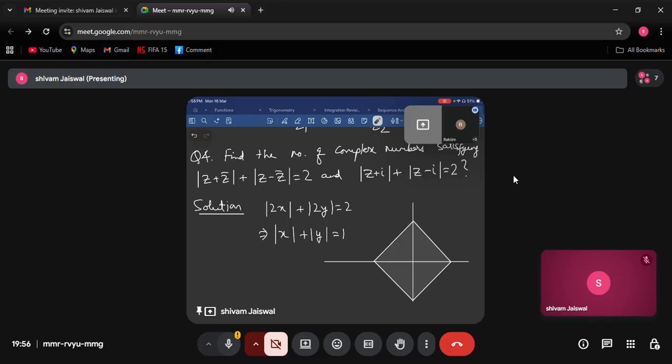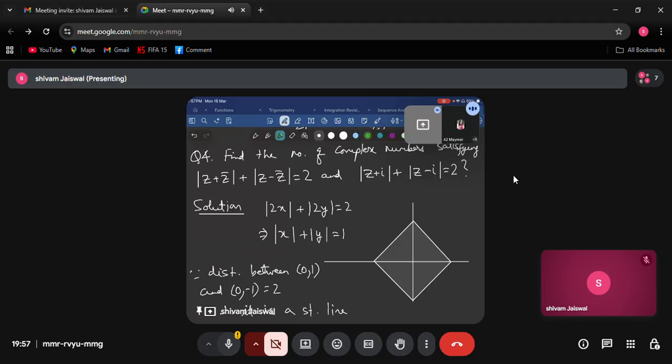It's a straight line. It will represent a straight line, na? Because the distance between 0, 1 and 0, minus 1 is also equal to 2. Since the distance between 0, comma 1 and 0, comma minus 1 equals 2, it is not an ellipse, it is a straight line, joining 0, comma 1 and 0, comma minus 1. So this is the straight line we are talking about.